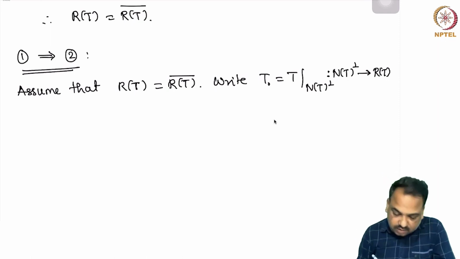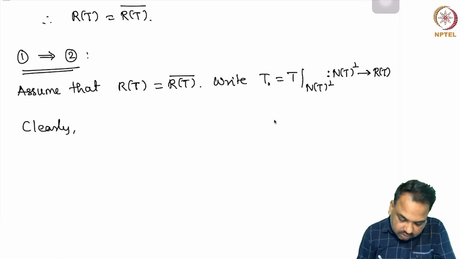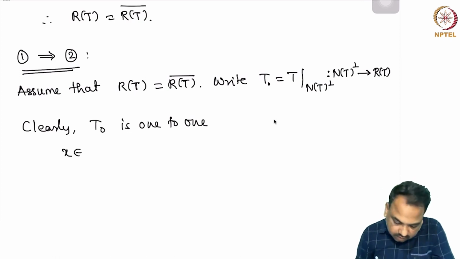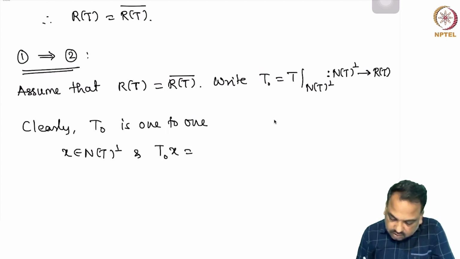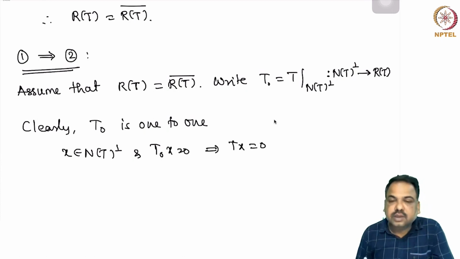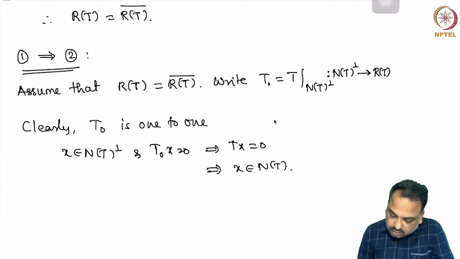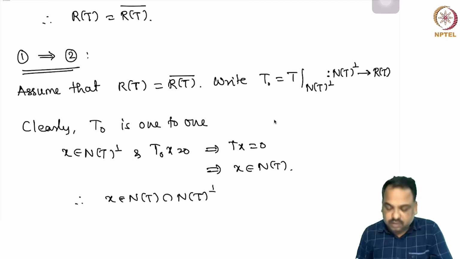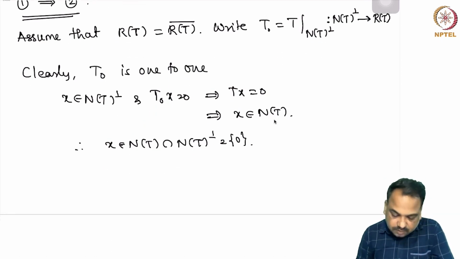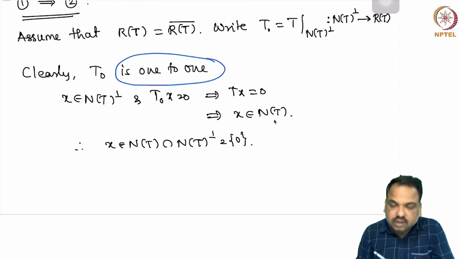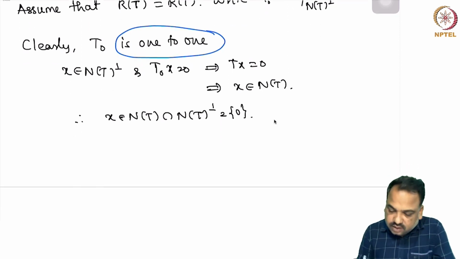Now clearly we can show that T naught is 1 to 1, because if x is in null space of T perp and T naught x is 0, but T naught x is nothing but Tx, this implies Tx is 0, then x is in null space of T. So x is in null space of T intersection null space of T perp, that is the zero space. That means x must be 0. So from this we can say that T naught is 1 to 1.